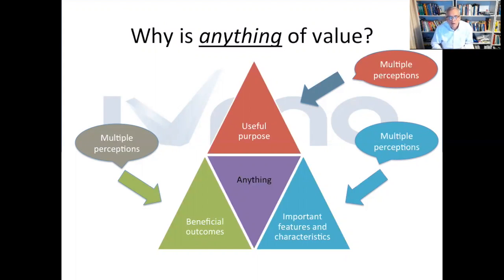We can always determine where the value lies by identifying these 3 factors. Please note the point that I made in the first presentation, that value is very much a matter of perception, because what may be of value to one person may be of no value at all to another. What may be of use to one may be of no use to another. And similarly with benefits and important features. It's very much a matter of individual perception, and we'll be getting on to that a little later.